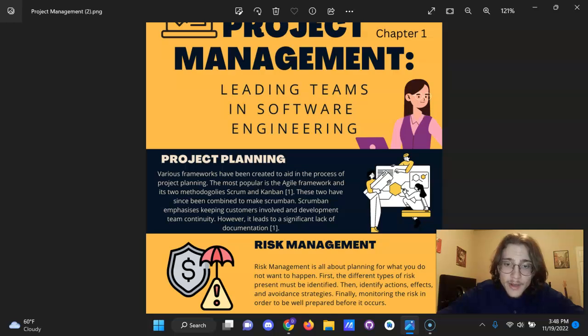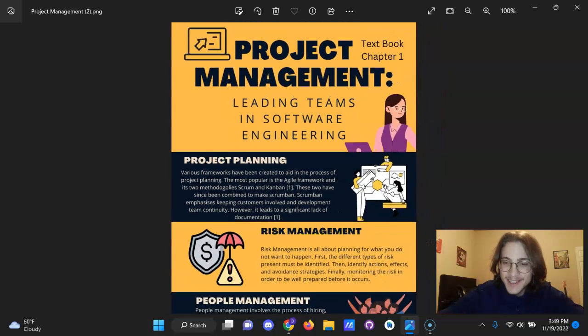Various frameworks have been created to aid in the process of project planning. The most popular is the Agile framework and its two methodologies, Scrum and Kanban. These two have since been combined to make Scrumban, which we use here at Company Incorporated. Scrumban emphasizes keeping customers involved and development team continuity. However, it leads to a significant lack of documentation, which ends up screwing me over and I have to deal with anyways. So, thank you.